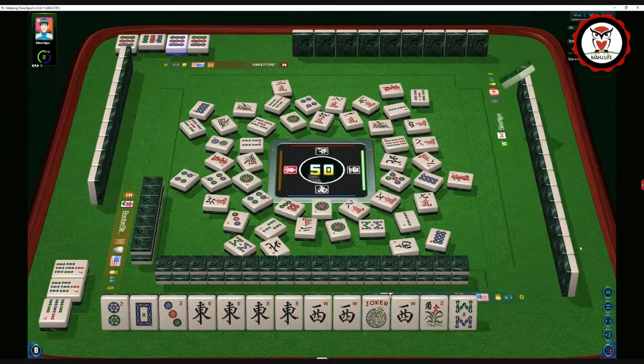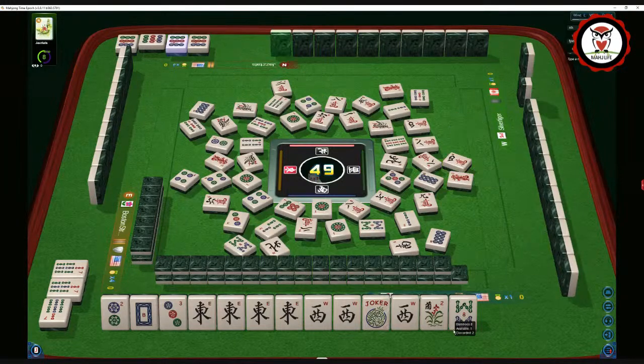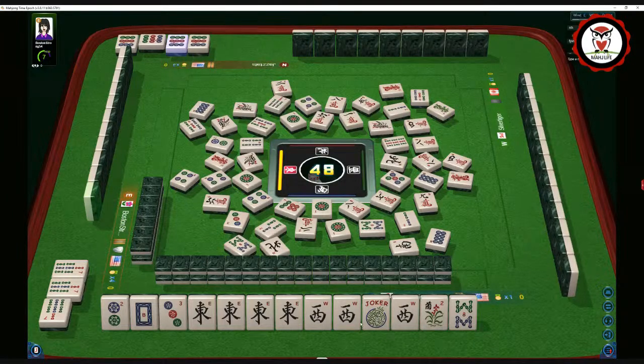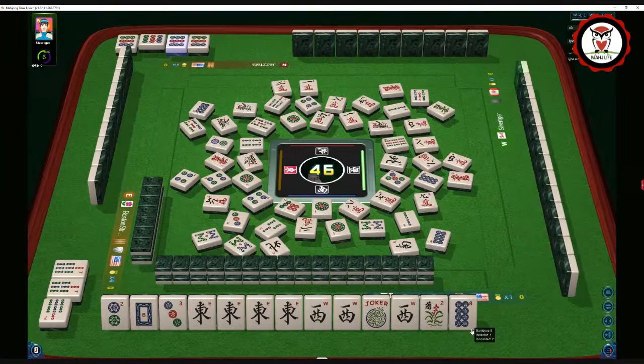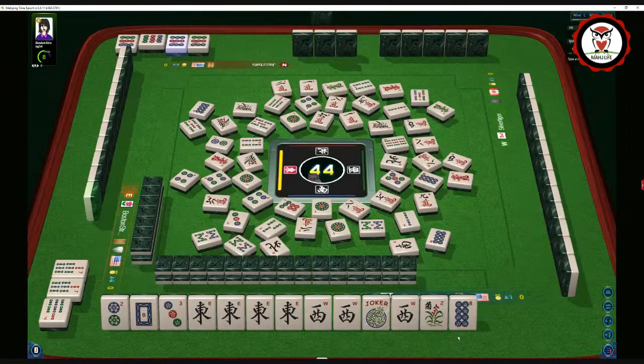8 bamboos. Use that and not expose ourselves. We do have some potential for a pure characters hand. But discarding a joker after Konging a west, they're going to know we need a pair. Green dragon. 1 character. And it would be the year hand. 8 bamboos. So that would put everybody on the defense. 4 bamboos. Green dragon. It'd be great if we can draw a 2 dot or a flower here.